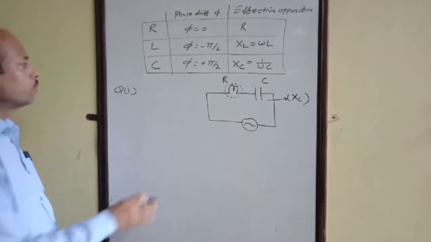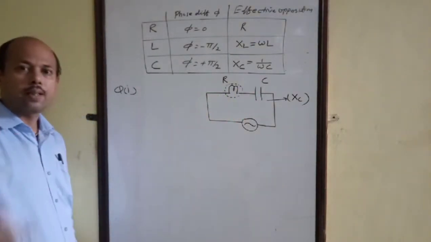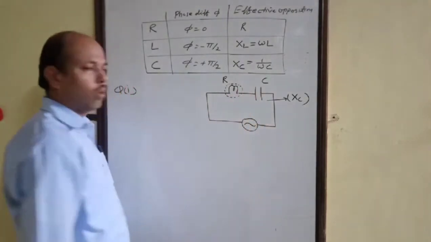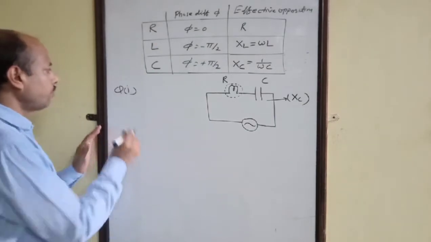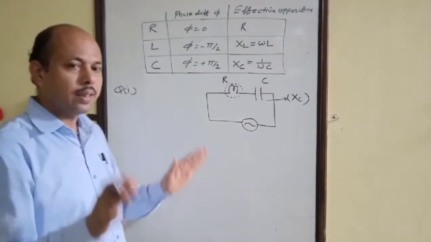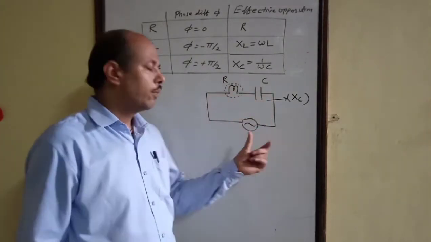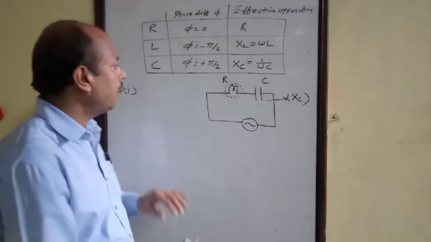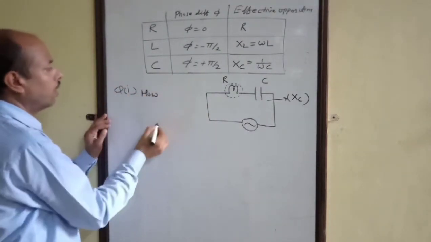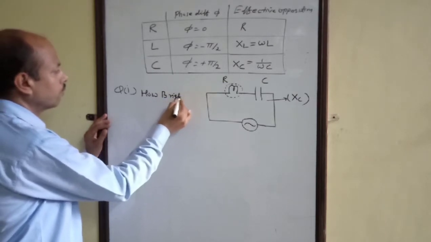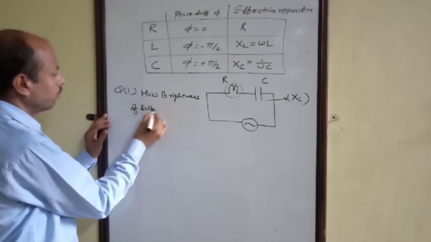The question is that initially the bulb and the capacitor are connected in series with the alternating source of EMF, and the bulb glows with some brightness. That is the question. The bulb is connected with the capacitor and with an alternating source of EMF, and the bulb glows with some brightness. The question is: how does the brightness of the bulb change?